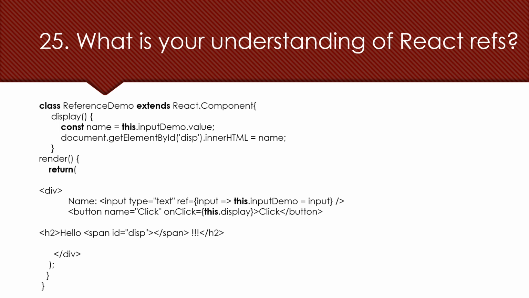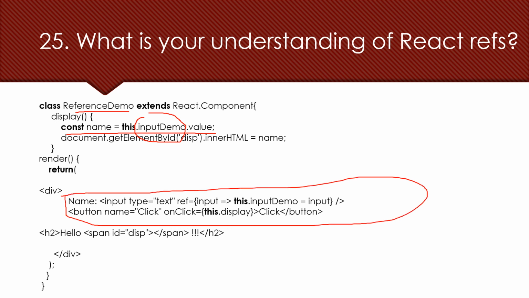Here is an example of creating a ref. As you can see, this RefDemo is a class, and we have created one constant named this.inputDemo.value. So this inputDemo is our ref. This is the syntax to create an input ref. For this input component, we can create this ref, where this.inputDemo is the reference for this particular component, and then we can use it to get its value and display it in here.